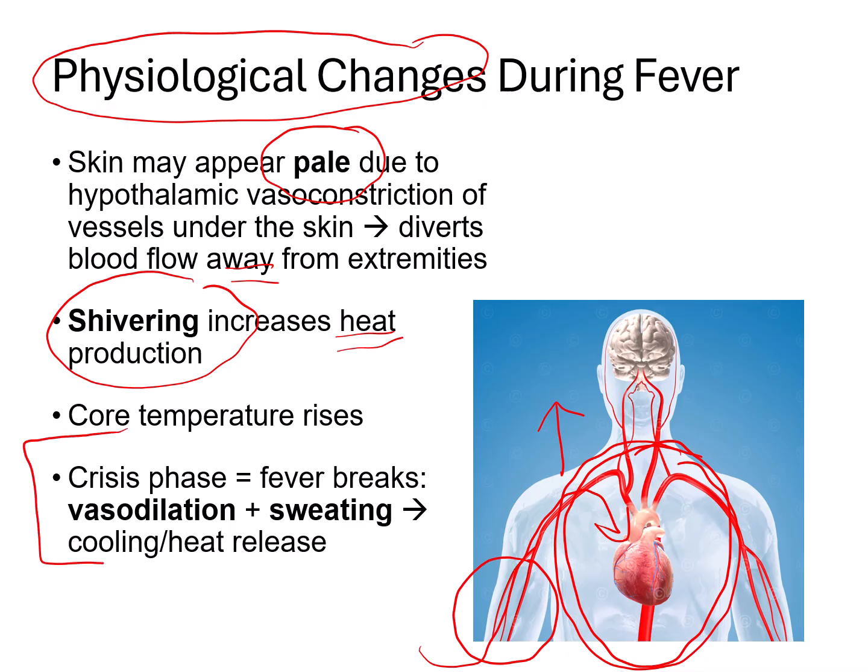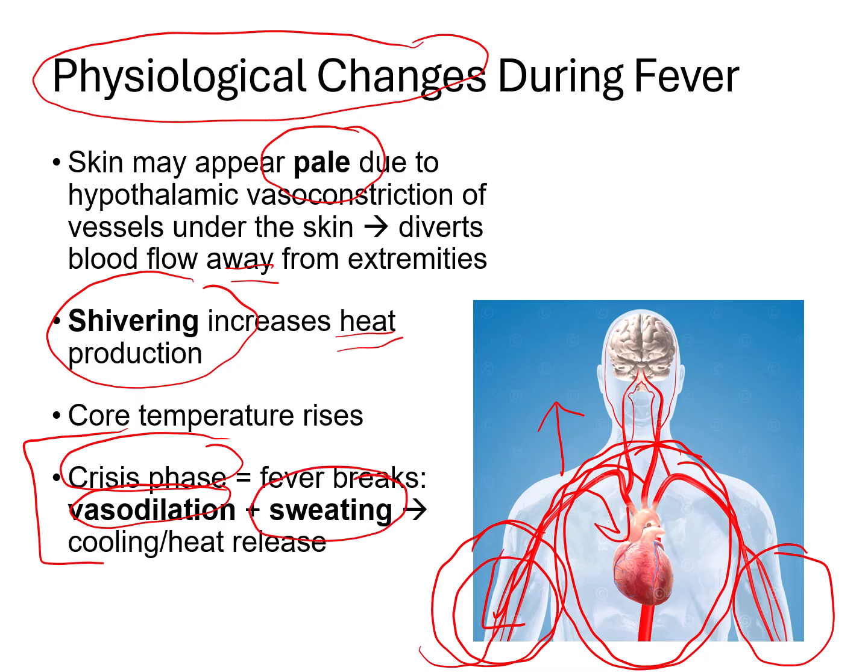Eventually, the fever will break. Once the fever breaks, that's called the crisis phase, and you'll resume vasodilation of the extremities. So the blood vessels will dilate, and your blood flow will resume or move back to those arms and legs, hands and feet in order to release the heat and cool the body. Sweating will also help to cool the body and release the heat.